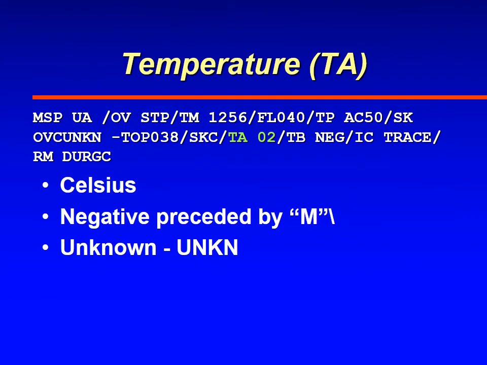After that comes temperature. Temperature is always measured in Celsius. Report what you see from the aircraft, and then that's the static air temperature. And then if it's colder than 0 degrees Celsius, they'll put an M in front of it to indicate minus. If you don't report the temperature, then they'll put in unknown.